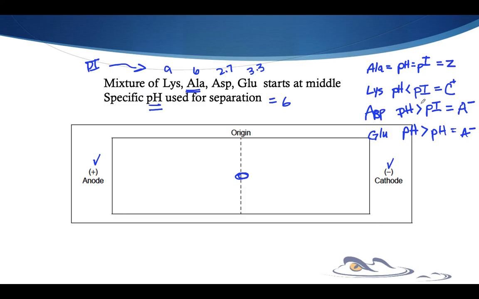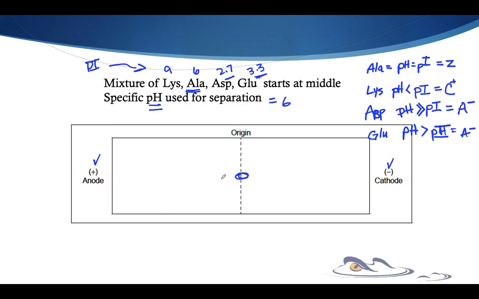So the pH of the aspartic acid here is very much greater, a much bigger difference between the pH and the pI than the pH and pI of the solution with the glutamic acid, right? Because this is 2.7, that's further away from 6 than the 3.3 is, right? So there's a larger difference with the aspartic acid than there is for the glutamic acid.